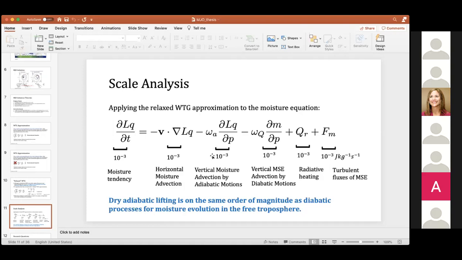One important thing to note here is that even though we saw that the adiabatic motions are small and can be neglected in the thermodynamic equation leading to traditional WTG, the adiabatic motions cannot be neglected in the moisture equation as shown by our scaling. We see that adiabatic processes are on the same scale order as our diabatic processes. And this is primarily because the diabatic processes lose a lot of moisture from condensation. So even though adiabatic motions are small, we don't get this loss from condensation. So these terms end up being of equal level of importance.